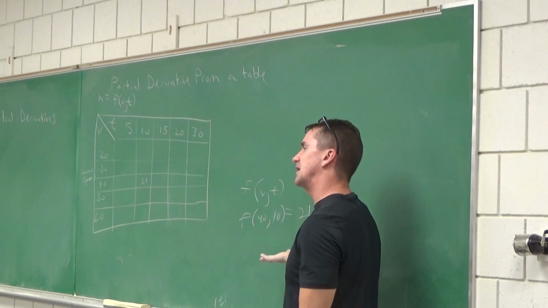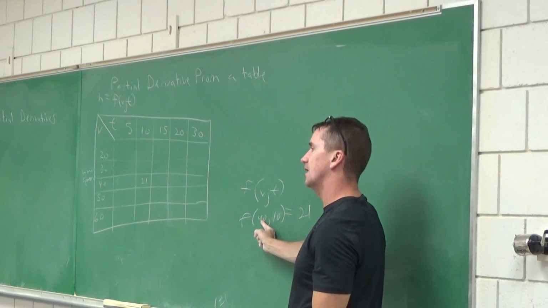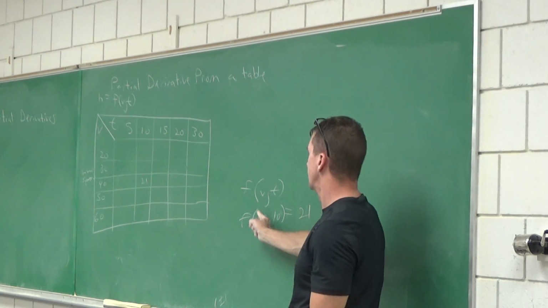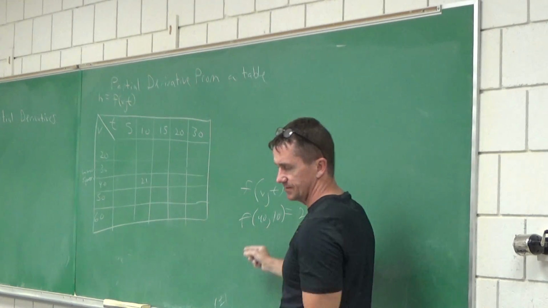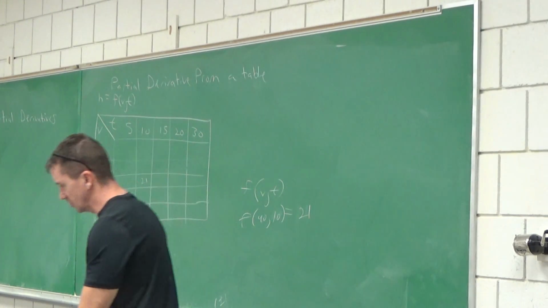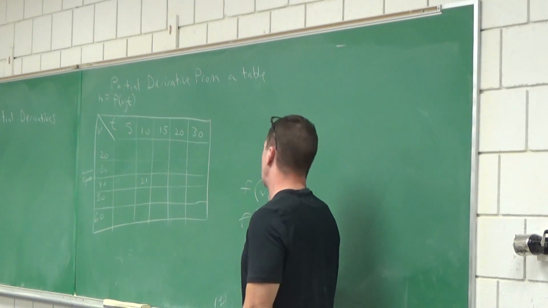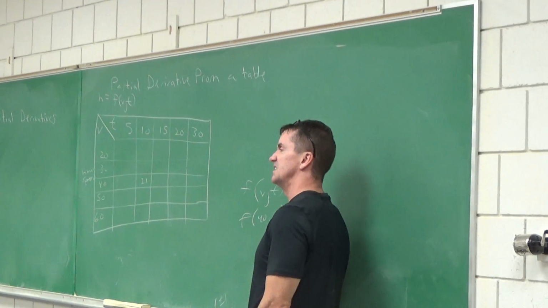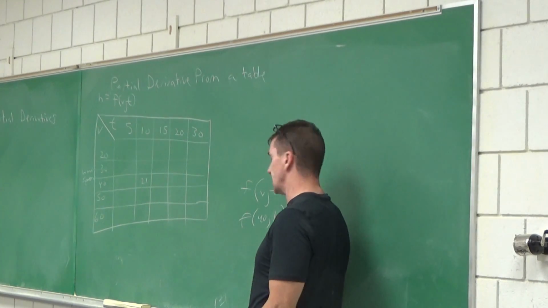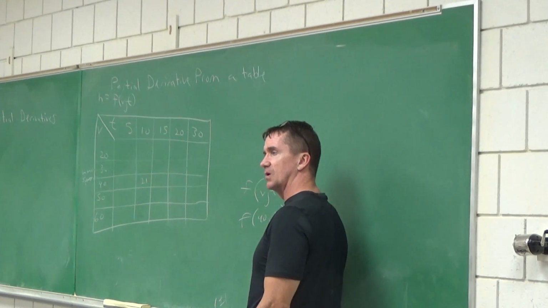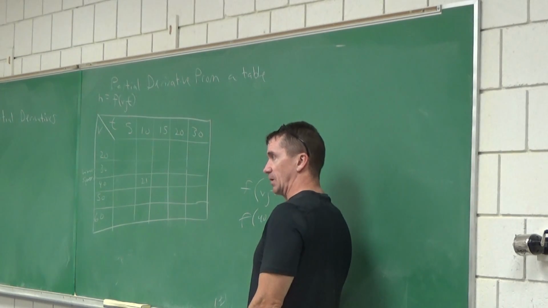So what can you interpret that for me? When the velocity is what? 40. What were the units for the wind speed? Knots? 40 knots. But it's been blowing for how long? 10 hours straight, consecutively. The height of the waves is what? 21 feet. This is in feet.